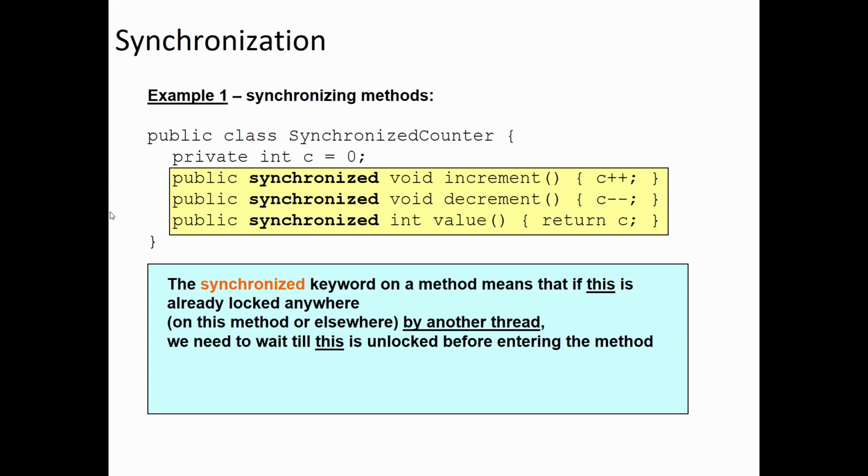So if in a given moment of time, 1,000 threads call increment, decrement, or value on the same object, they have to wait, because each object has its own monitor. So you can call increment on object 1, and the other could call increment at the same time on object 2. But remember, it is connected with objects, not with methods, but methods inside objects.